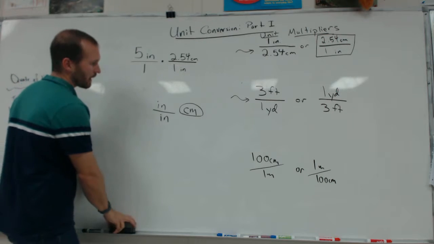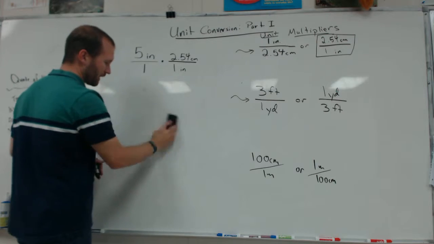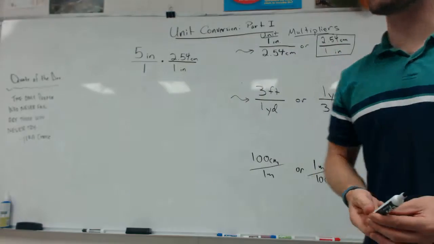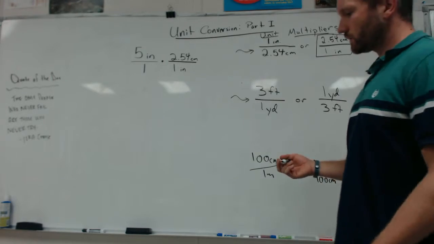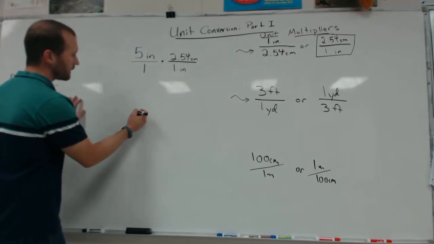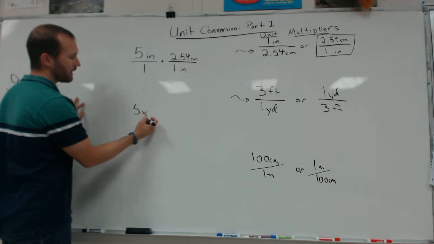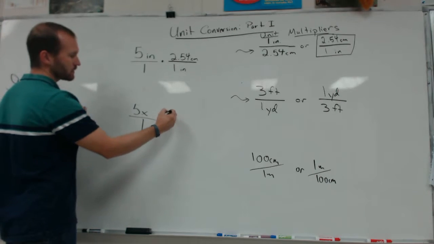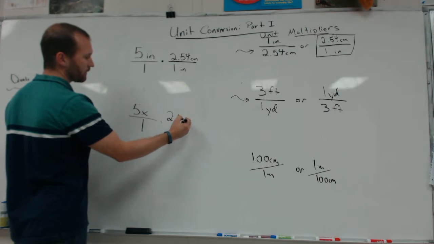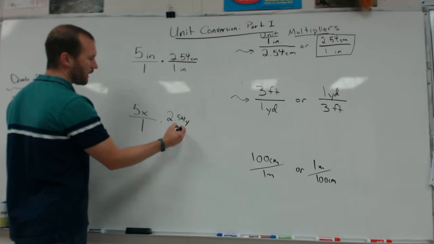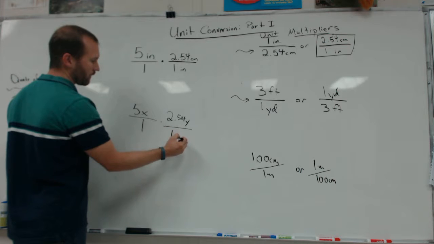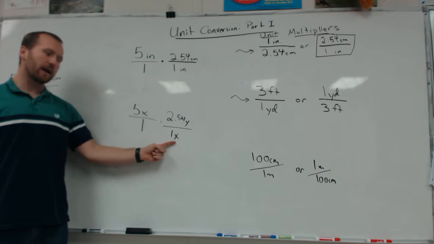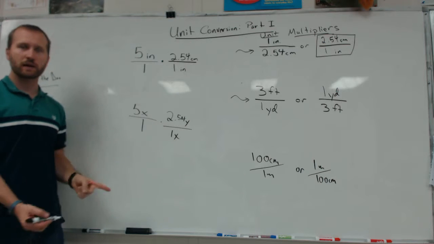And let's see why that happens. So the key to this, the reason this is part of algebra, is because units behave like variables, right? So think about a proportion that said something like, or not a proportion, but a fraction, 5x times 2.54y divided by 1x. If we saw x over x, we would cancel those out.